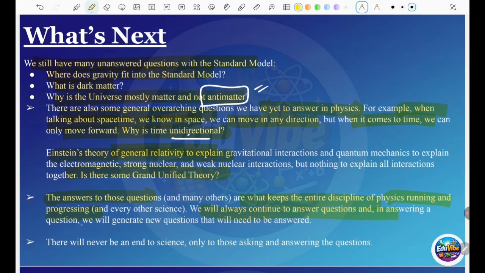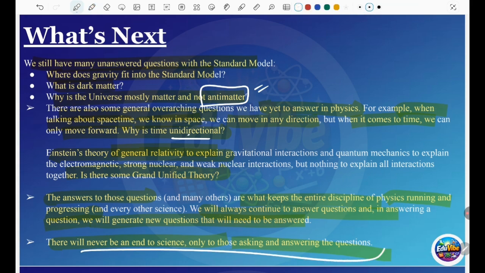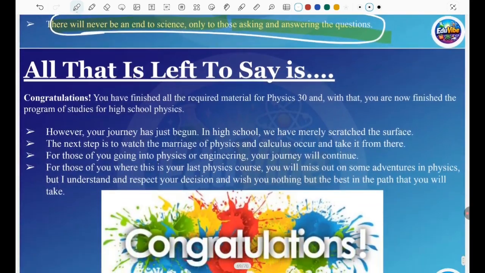We always continue to answer questions, and in answering them we generate new questions that will need to be answered in physics. There will never be an end to science, only asking and answering questions. So that's the core thing of physics: we always have to be asking questions.